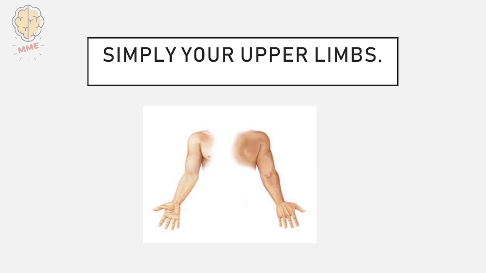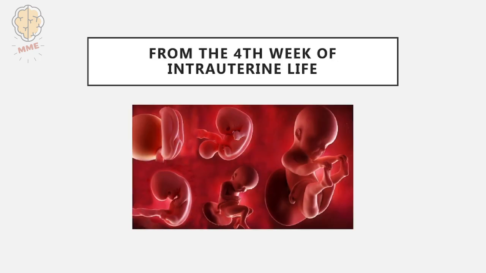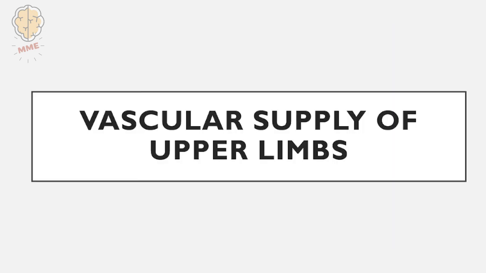And from when do you own this? From the 4th week of intrauterine life. From the 4th week, you started developing your extremities. So now you are the owner of it, and you have certain responsibilities towards it. I know your faces might be like, what the heck is she talking about, but nothing much, guys, just learn about it. Coming back, let's start today's topic: vascular supply of the upper limb.